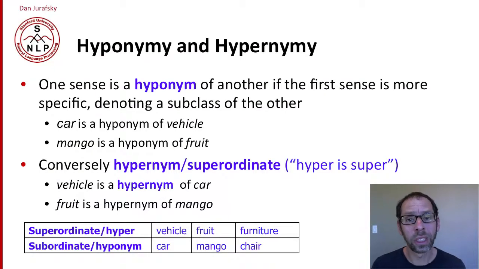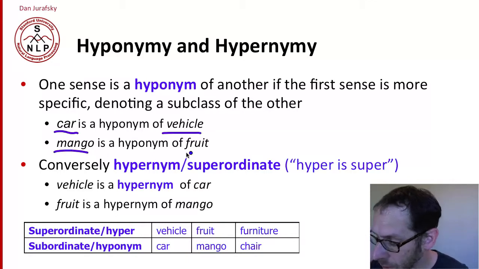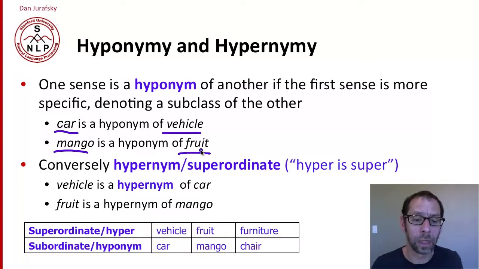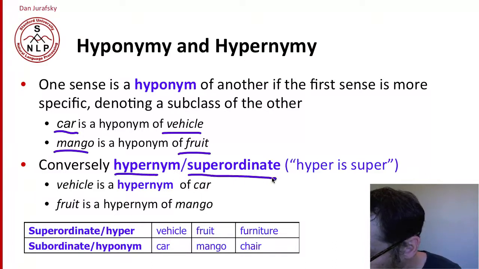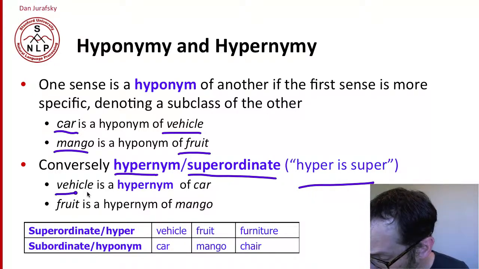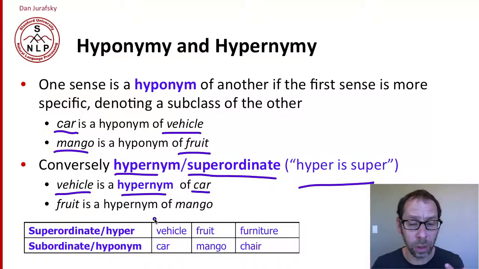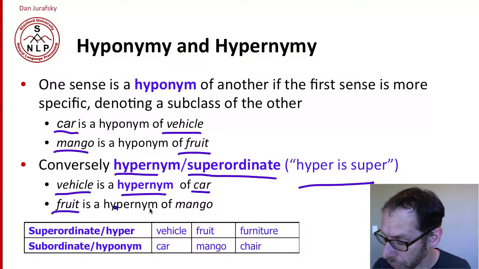And perhaps the most important relationship between senses that we'll see is that of hyponymy and hypernymy. So we say that one sense is a hyponym of another if the first sense is more specific or denotes a subclass of the other. So we say that car is a hyponym of vehicle, mango is a hyponym of fruit. So another word for hyponym might be subclass or subordinate. And conversely, hypernym or superordinate. I try to remember this by saying that hyper is super. Here we have vehicle is a hypernym of car, meaning it's a supertype of car. Car is a subtype of vehicle. Vehicle is a superordinate of car. Fruit is a hypernym of mango.